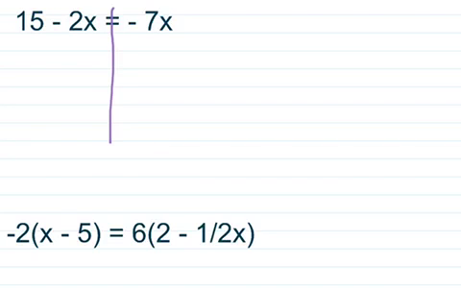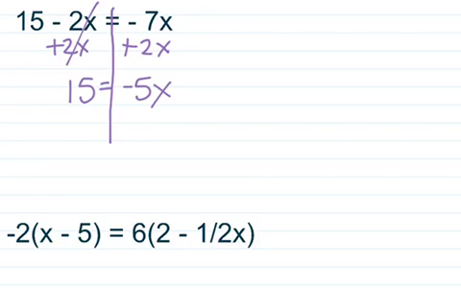So the 7x is already alone, so I'm just going to move the 2x to that other side. So the opposite of a negative is a positive. So plus 2x. Plus 2x, negative 2x, and a positive 2x cancels. So now I have 15 equals, well, negative 7 and positive 2 gives you a negative 5x. Now I still need to get my x alone. I got to isolate it.